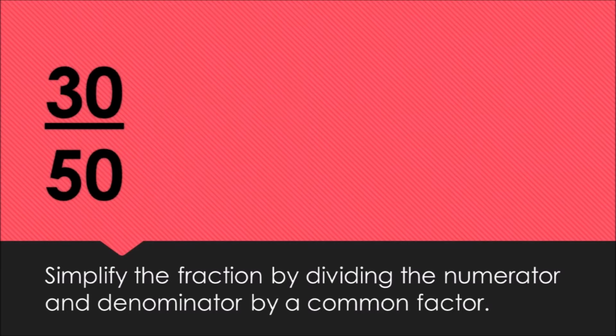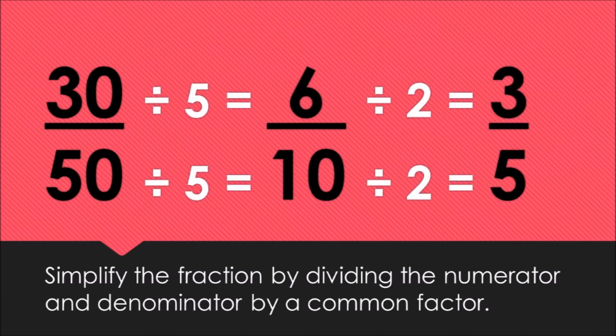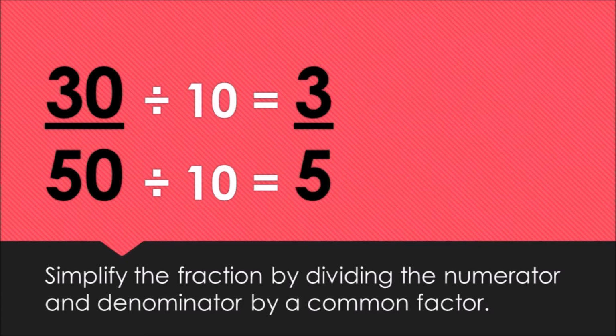The next one, 30/50. Can you think of what we can divide by? Okay, we can divide by 5, which gives us 6/10. And then we can divide 6/10 by 2, and we have 3/5. Is there another way? Yep, we can divide 30 by 10, which gives us 3. And then we can divide 50 by 10, which gives us 5, which is 3/5 also.